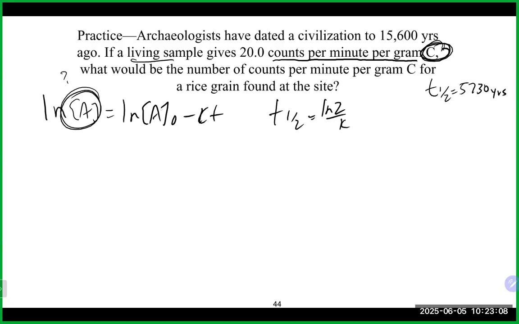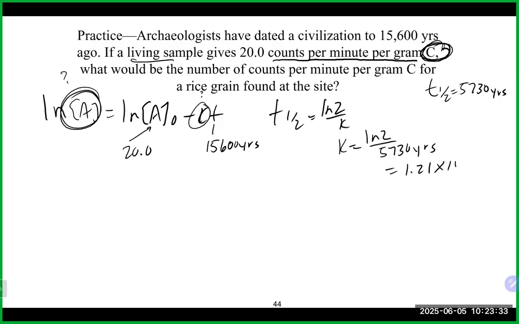We have our living, which would be our initial, which would be 20 counts per minute. We know the time there is 15,600 years. So once again, here we are missing the decay constant. We could get that from the half-life, and it will come out the same as in the previous problem because it is the same number here. And I think we had 1.21 times 10 to the minus 4 reciprocal years. In this case, unit-wise, we have years and years, so everything is good in terms of that. Again, you always want to be careful to make sure you do have the same units going on.